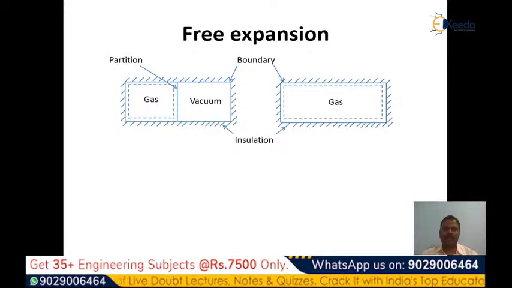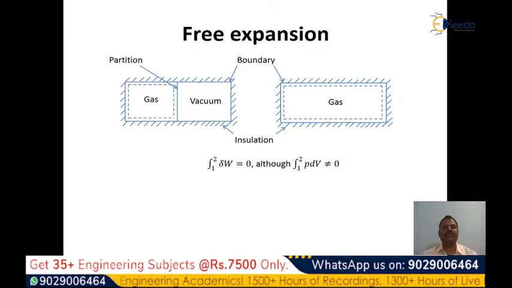So in this case, work transfer across the system boundary is zero, but there will be PdV work, that is, PdV work is not equal to zero. Here expansion is taking place. There will definitely be a change in volume, an increase in volume of the gas. So PdV work is not equal to zero. There is some PdV work. So here expansion against vacuum is called free expansion.